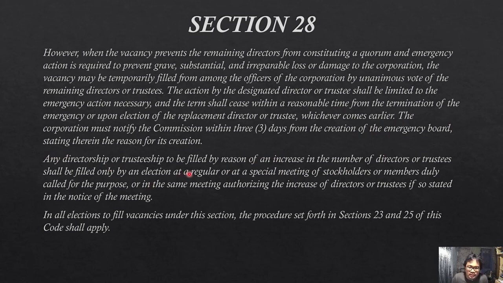Any directorship or trusteeship to be filled by reason of an increase in the number of directors or trustees, ito, another separate concept to.